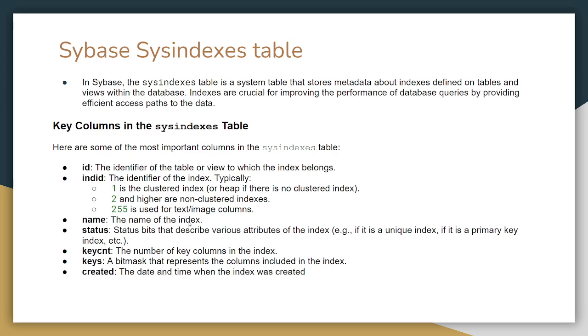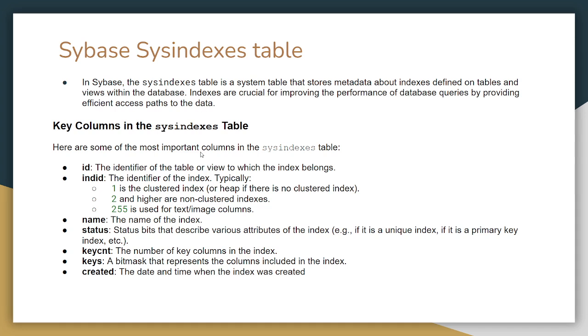Name, the name of the index. Status, the status bytes that describe various attributes of the index, for example, whether it's a unique index or a primary key index. Key CNT, the number of key columns in the index. Keys, the bit marks that represent the columns included in the index. Created, the date and time when the index was created. So this is one of the important database tables, as I mentioned, because it basically decides the performance criteria of the database and helps to improve the database performance.